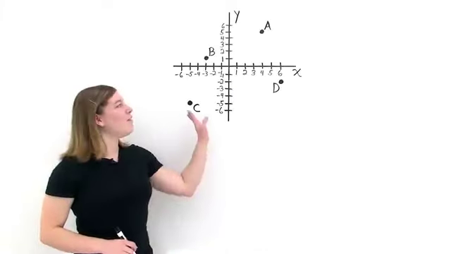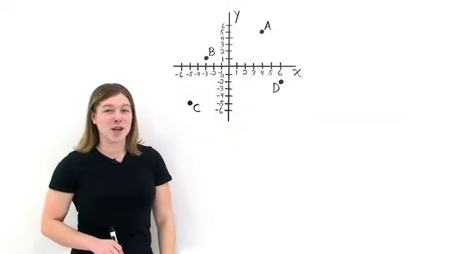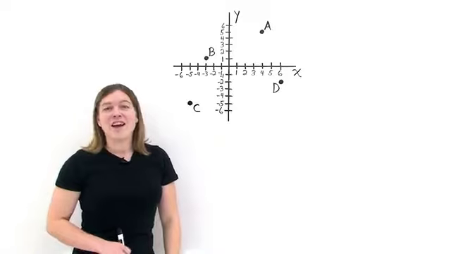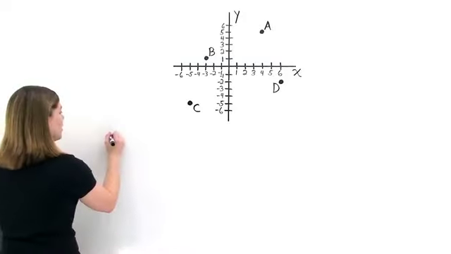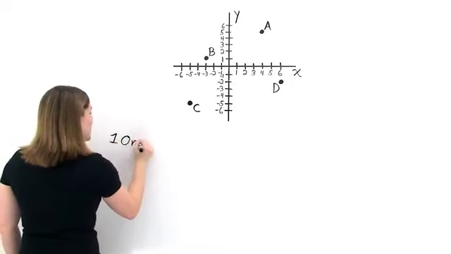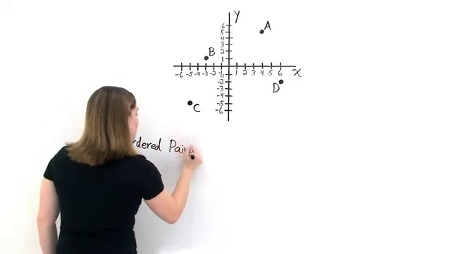Name the ordered pair of each of these points in the coordinate plane, and then identify which quadrant each point falls into. The first thing we need to do is find the x and y coordinates for each of these points. In other words, we need to find the ordered pair for each of these points.